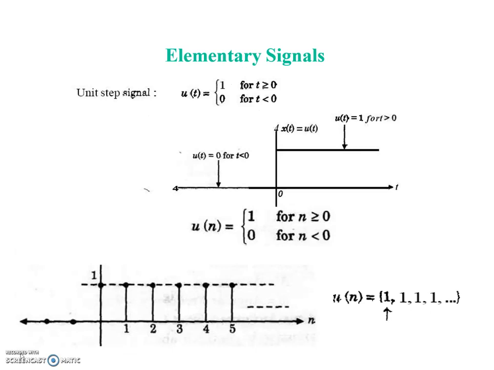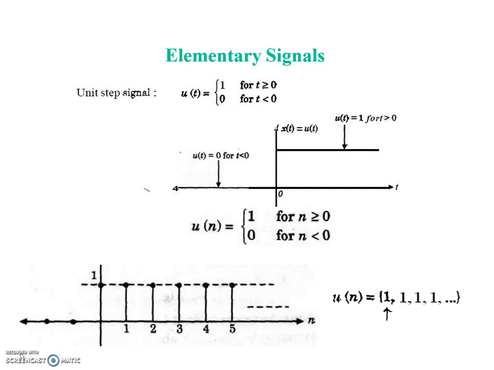Next, we're going to see some standard signals, the elementary or basic signals available. The first one is the unit step signal. We represent it with u of t, and its value is 1 for all positive values of t, from 0 to infinity, and 0 for negative values. If you see the graph, it is constant with value 1 for all positive values from 0 to infinity. For all negative values of t, the signal is 0.